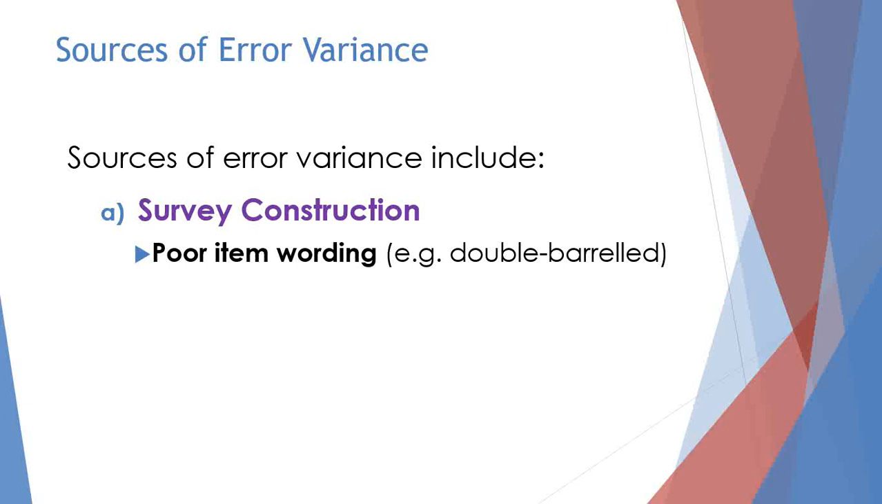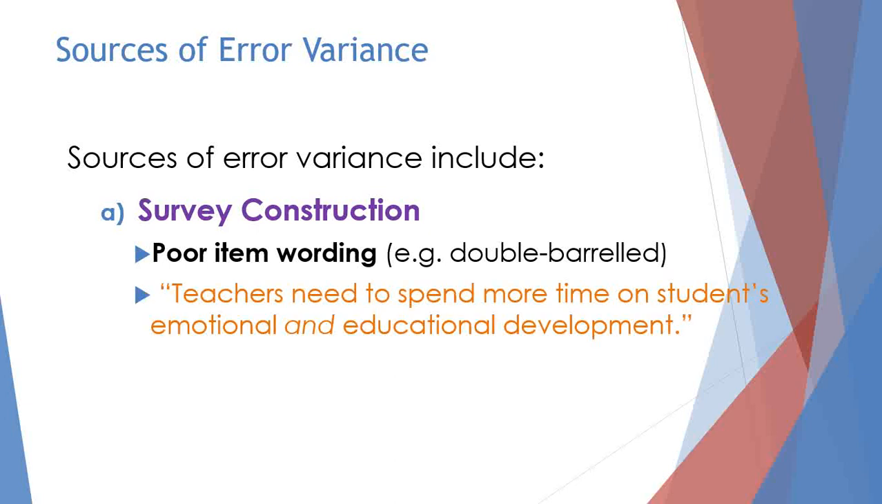Often items are double-barreled. They're asking about multiple things. So, for example, teachers need to spend more time on students' emotional and educational development. Well, if I were happy with their educational development, but I think they need to spend more time on emotional, how am I going to answer that? Am I going to endorse it at a high level? Am I going to go for the midpoint? Because I really don't want to include that educational development. These double-barreled items are really problematic.